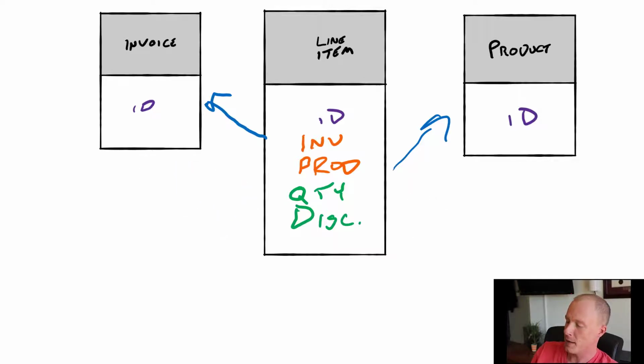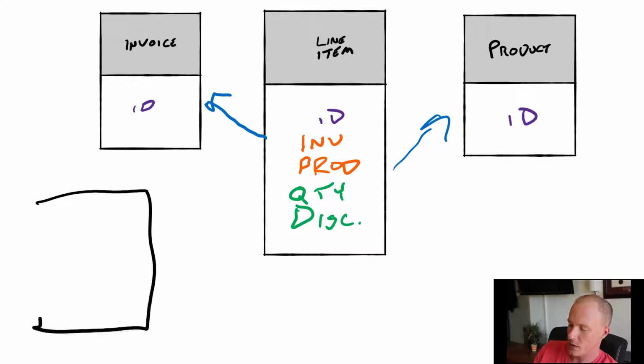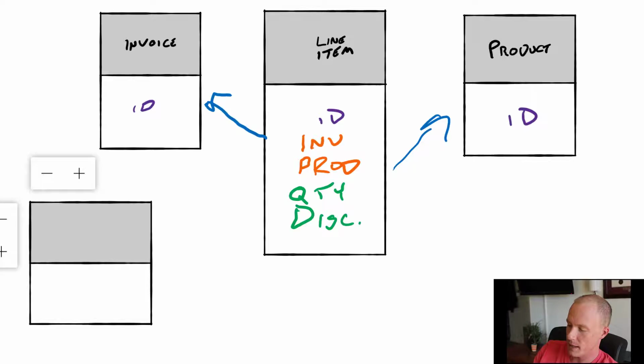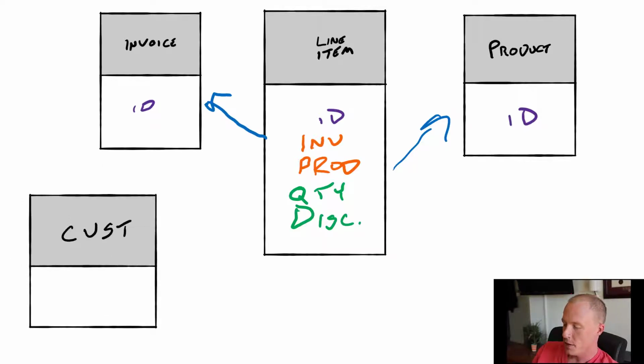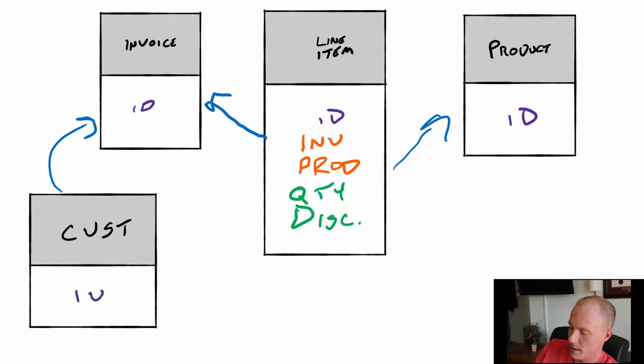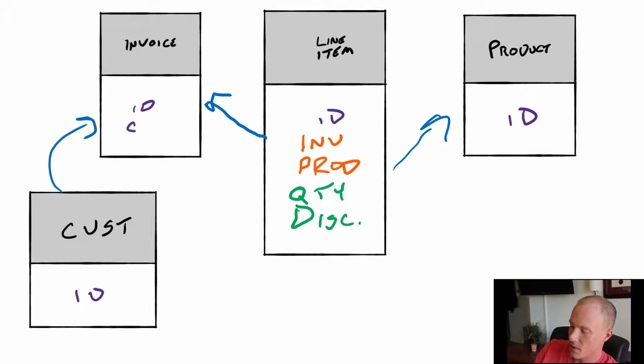Now that said, we can also, as we know, an invoice will also have a customer. And a customer, of course, will be linked to the invoice through a one-to-many relationship. So we have ID, and then we'll have customer on here.